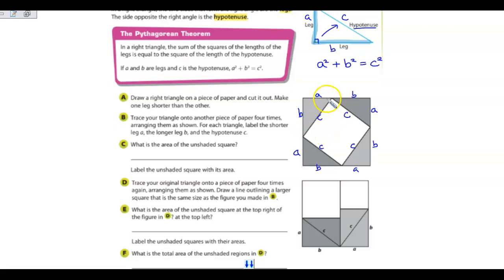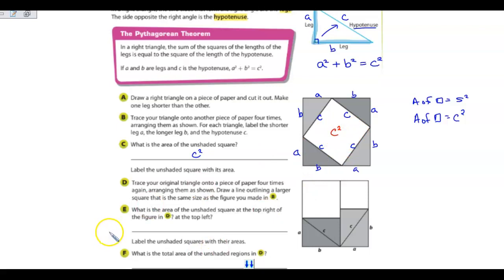Well, when I do this, what do we notice about the length of this side? It's the same as the hypotenuse, right? And we know the area of a square is side squared, right? So if the side is called C, the area of this square, in this case, is going to be C squared, because C times C is C squared. And so this whole thing, I'm going to change the color here so we can see the difference, is C squared.